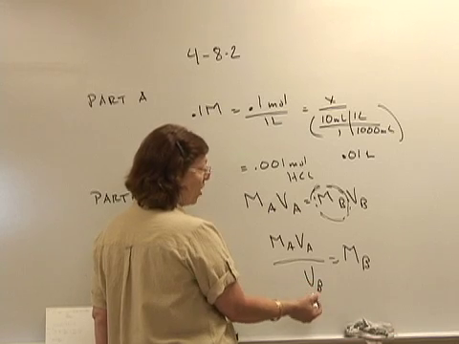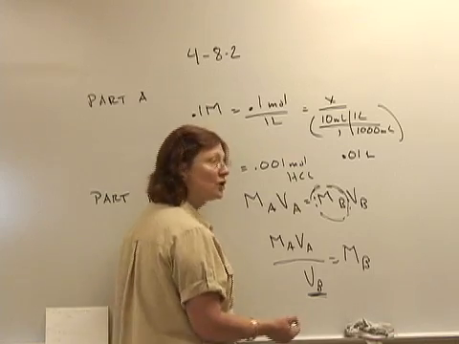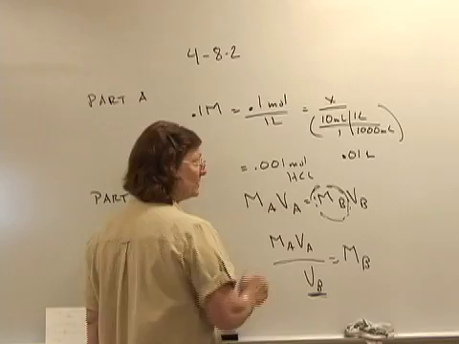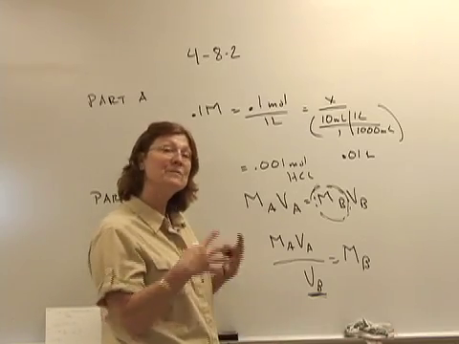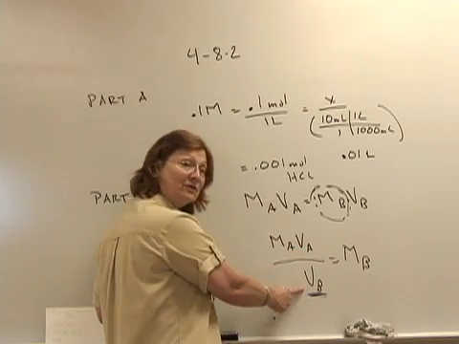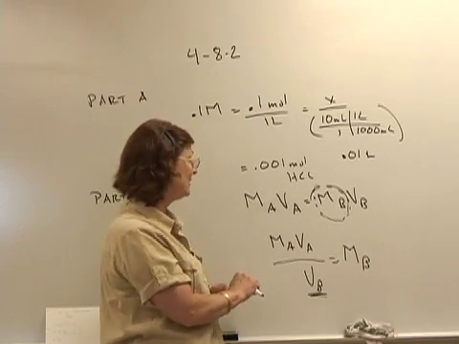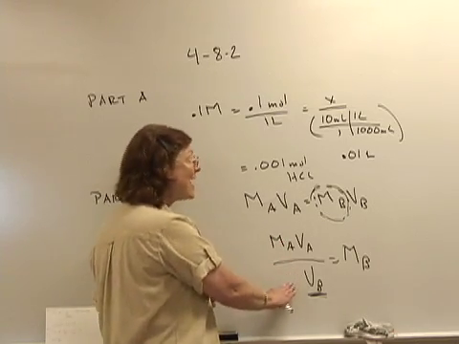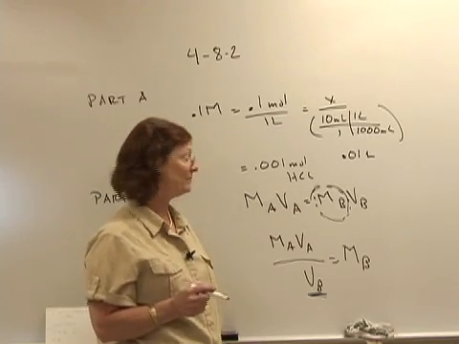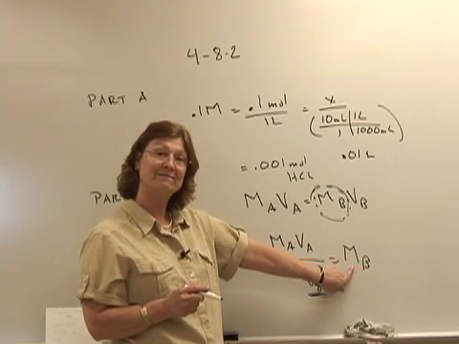And the volume of the base is going to be however much it took to get that pink color. That would be the volume. And you could use milliliters in both cases. You have 10 milliliters here and milliliters here. Because they're both milliliters, that's fine. You don't have to change it. But this would be in part A, the volume that it took to get the titration to the pink color. And that will give you the concentration, the molarity of the base.